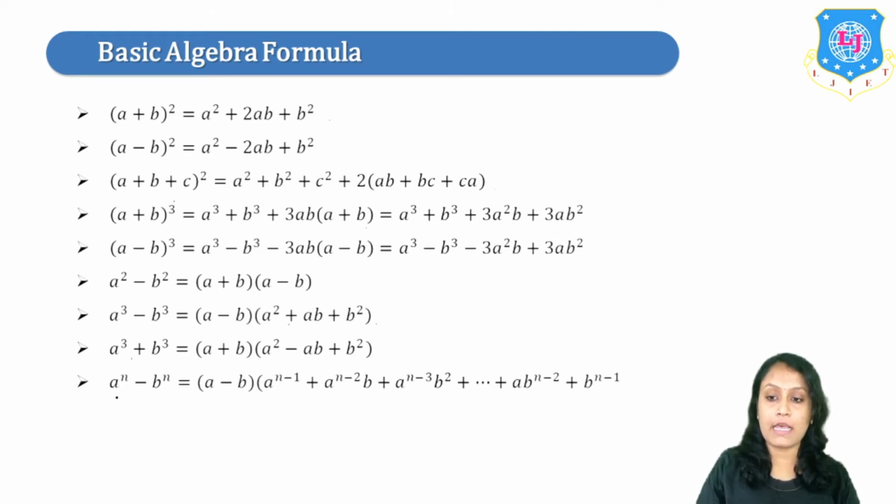And at last, a raised to n minus b raised to n will give you (a minus b) into (a raised to n minus 1 plus a raised to n minus 2 into b plus a raised to n minus 3 b square and so on up to b raised to n minus 1).